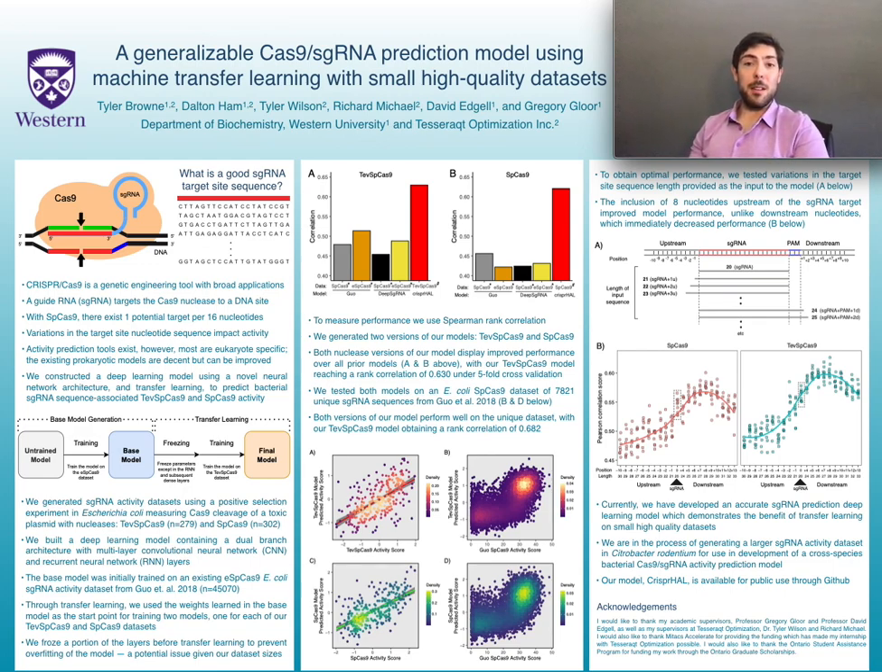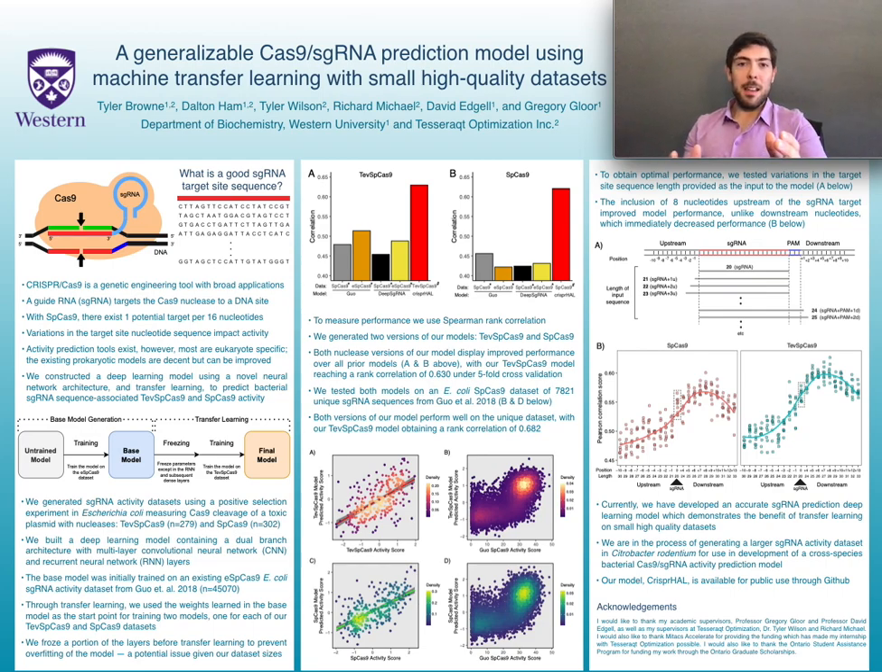was used to train what we refer to as the base model, which you can see in the left middle figure. With transfer learning, we use the parameter weights from the base model as the starting point for training our TEV-SP-Cas9 and SP-Cas9 models. To prevent overfitting of the model during transfer learning, we froze a portion of the layers, including all convolutional neural network layers in the model.